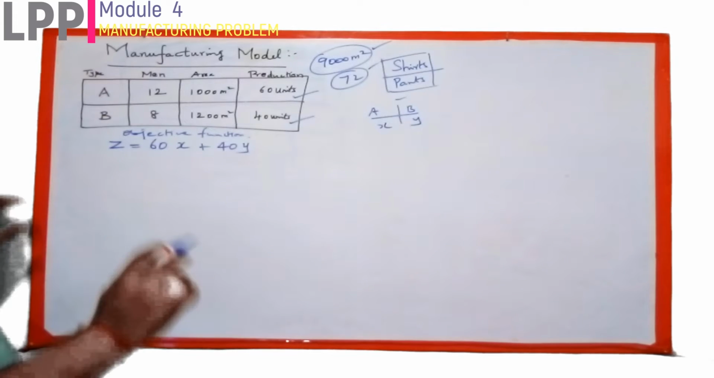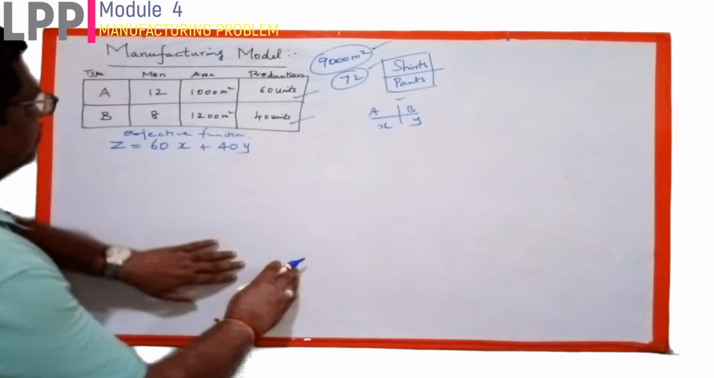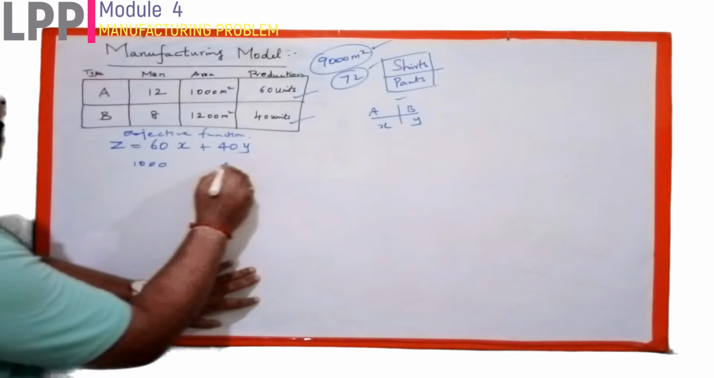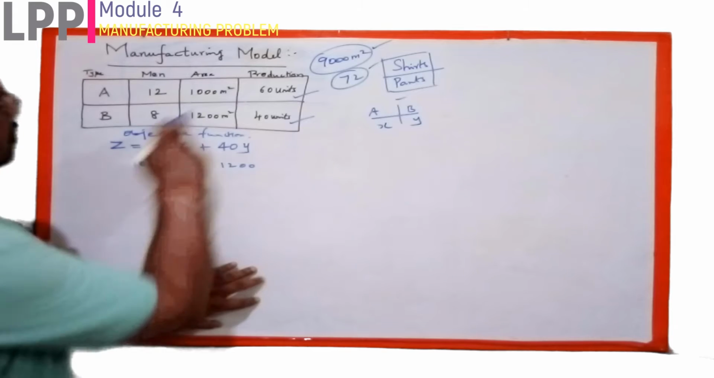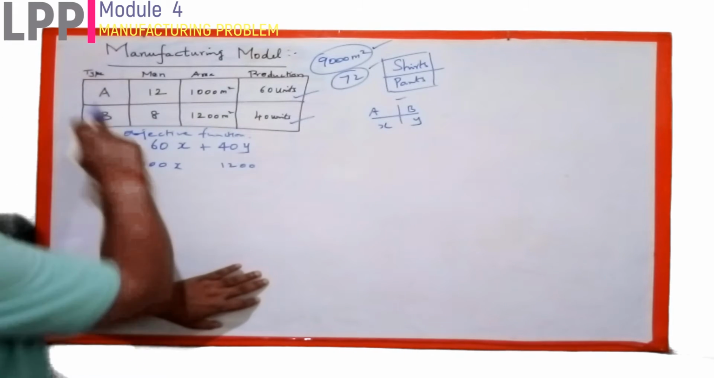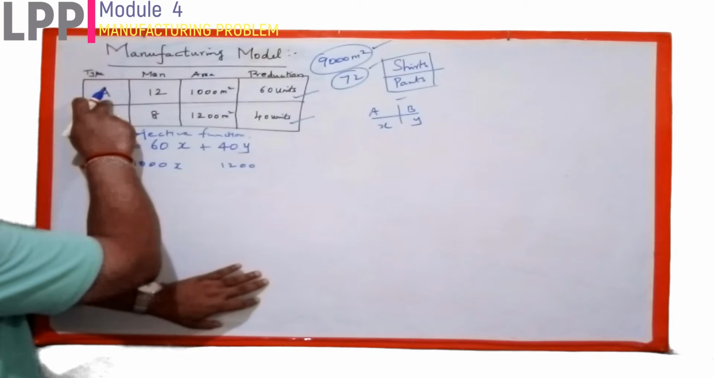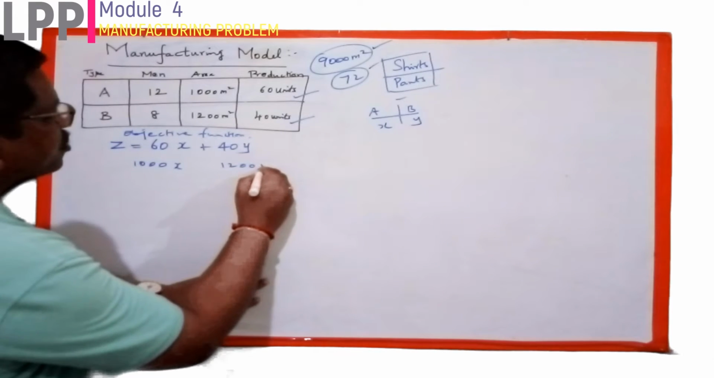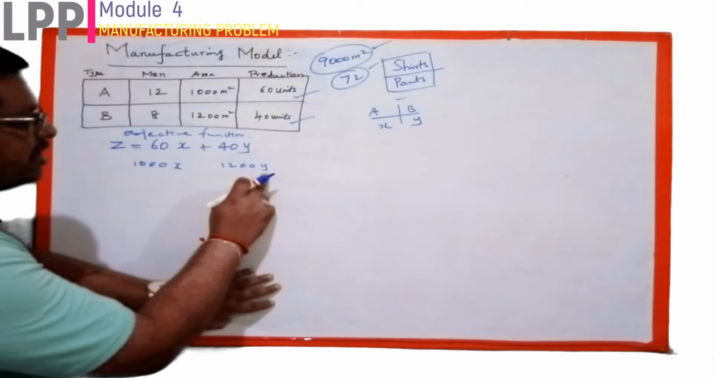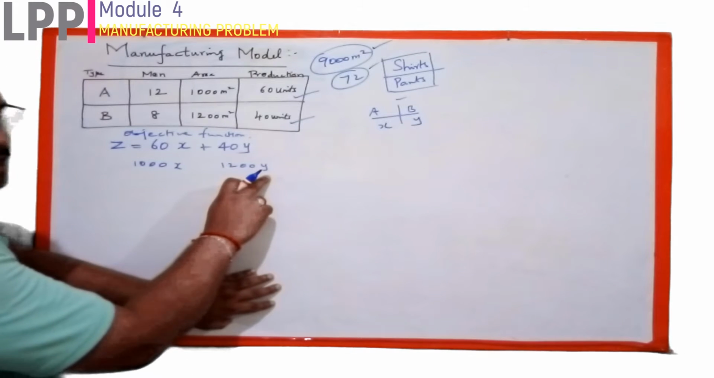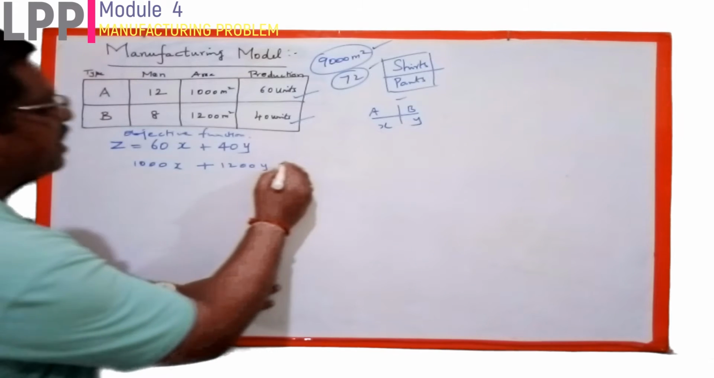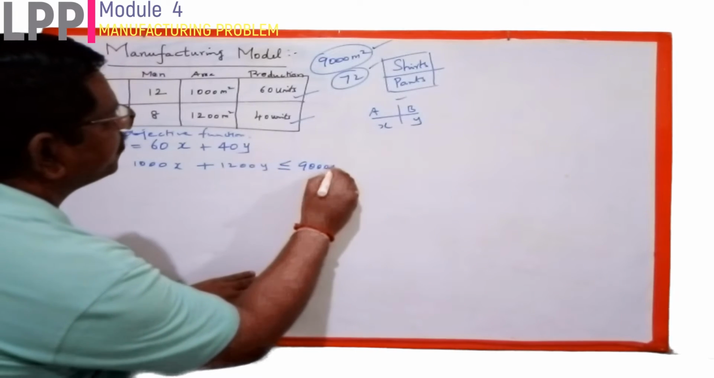Okay. Next we want the constraints. Look here. 1000 meter square of area for one machine, another one 1200 meter square of area. 1000 meter square of area per A-type machine, where X represents the number of machines of A type, and 1200 meter square area for B-type machines, whose number we don't know, which we mention as Y. Total, so plus, less than or equal to 9000 meter square.